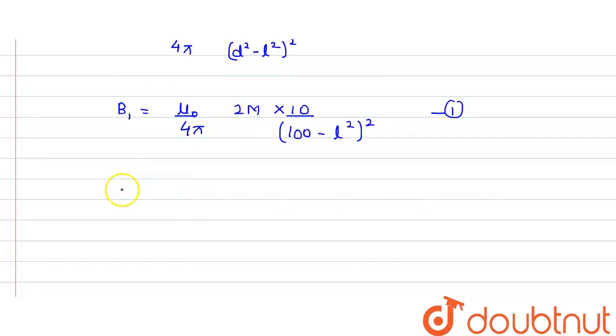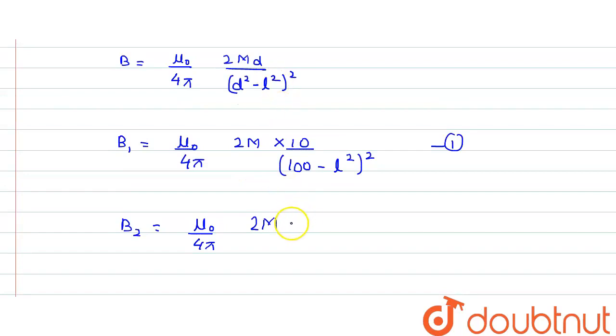Now for our B2 at the point P2, it would be equal to mu naught divided by 4 pi times 2m. So m would remain the same, multiplied by distance. What is the distance from the center? It is 20, divided by distance square. That means (400 minus L square) to the whole square. This is our equation 2.